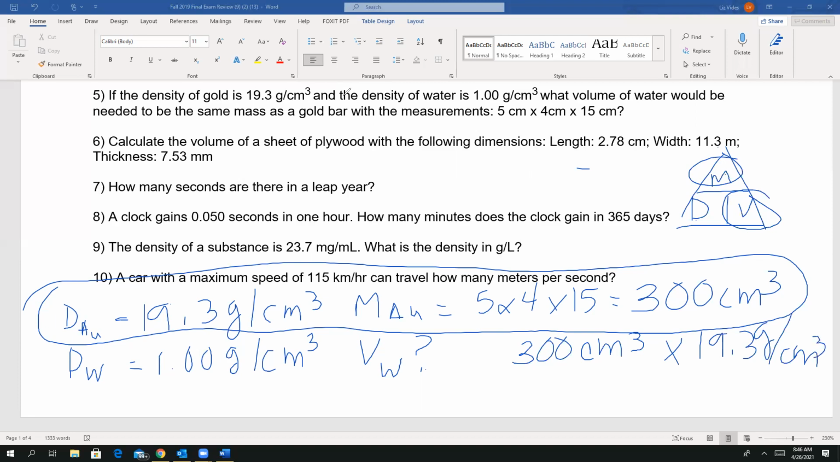See how that's going to end up canceling out the cubic centimeters. All right, so it's 300 times 19.3. That gives us this mass right here. So the mass of gold is going to be equal to 5,790 grams. All right. So far, so good, right? You getting that part? Okay.